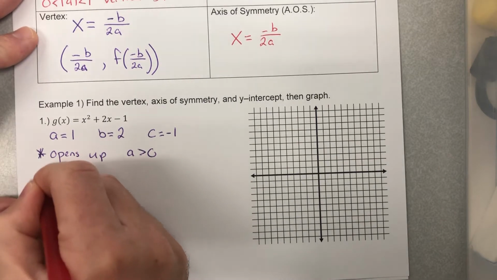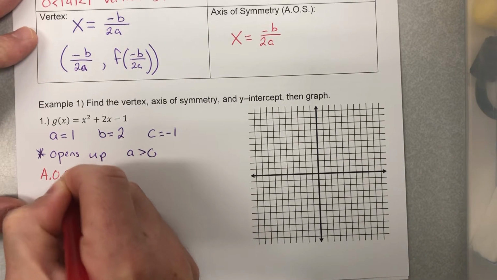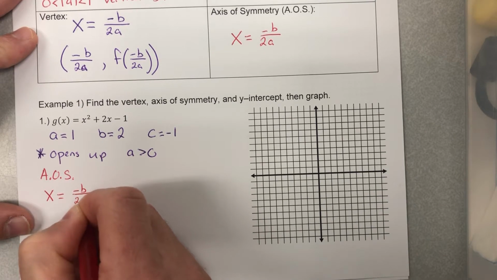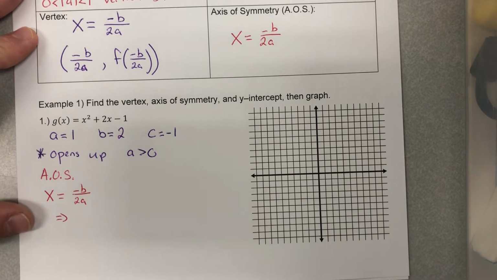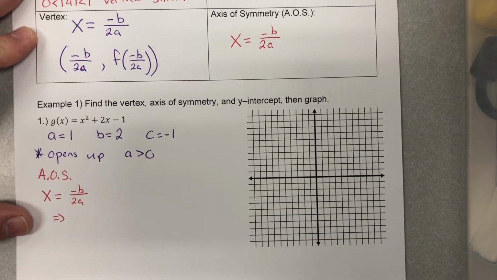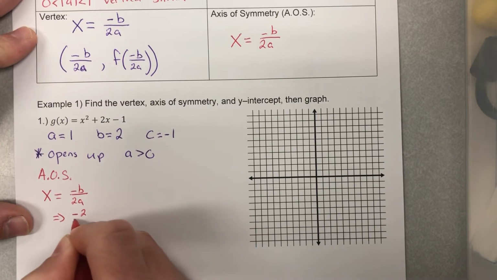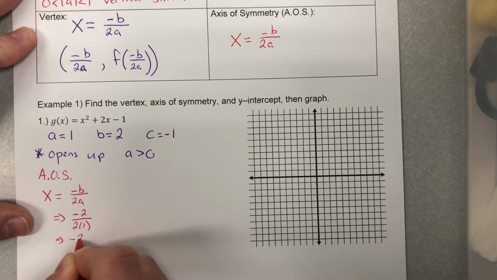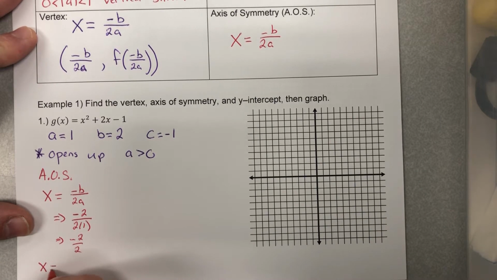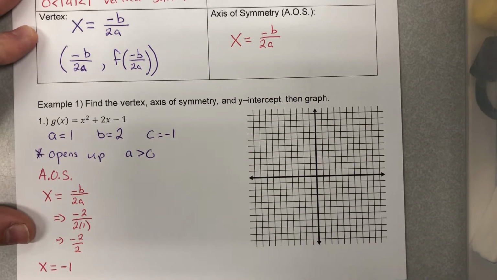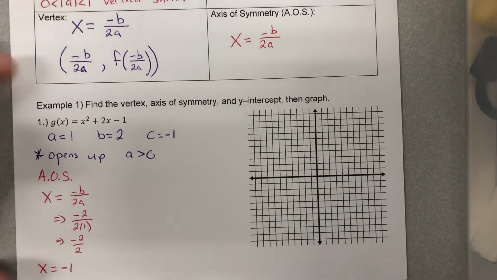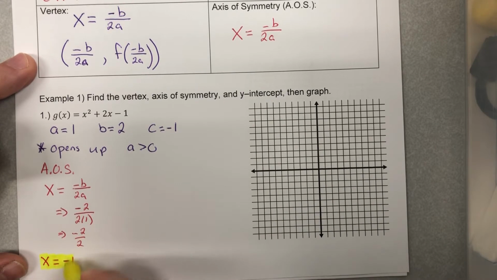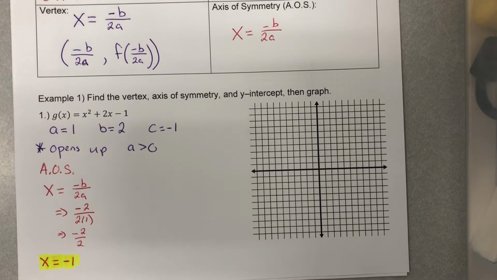The next thing I'm going to find is the axis of symmetry. Remember, it's the opposite of b over 2a. So when we plug in our values, we have negative 2 over 2 times 1, which is negative 2 over 2. So our axis of symmetry is x equals negative 1. I'm going to highlight this because on my graph, I'm also going to highlight my axis of symmetry because it's going to save me time graphing some points.